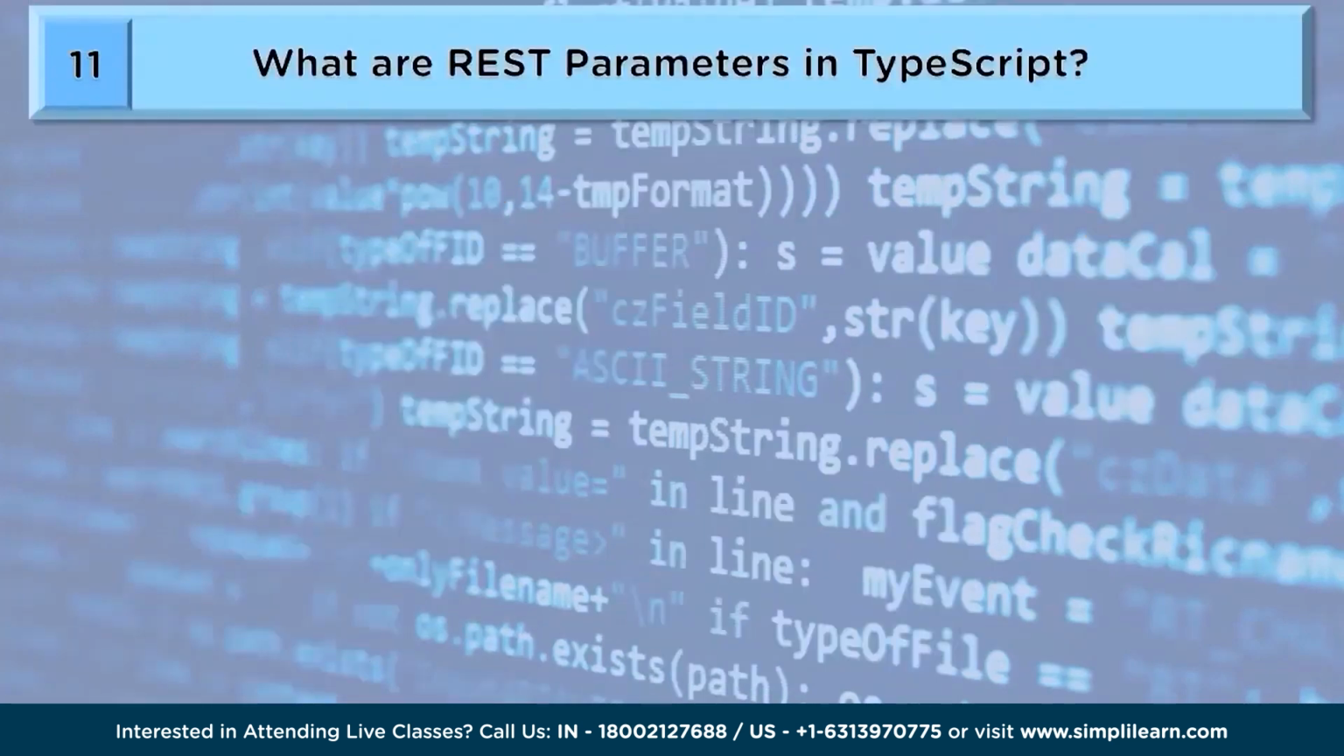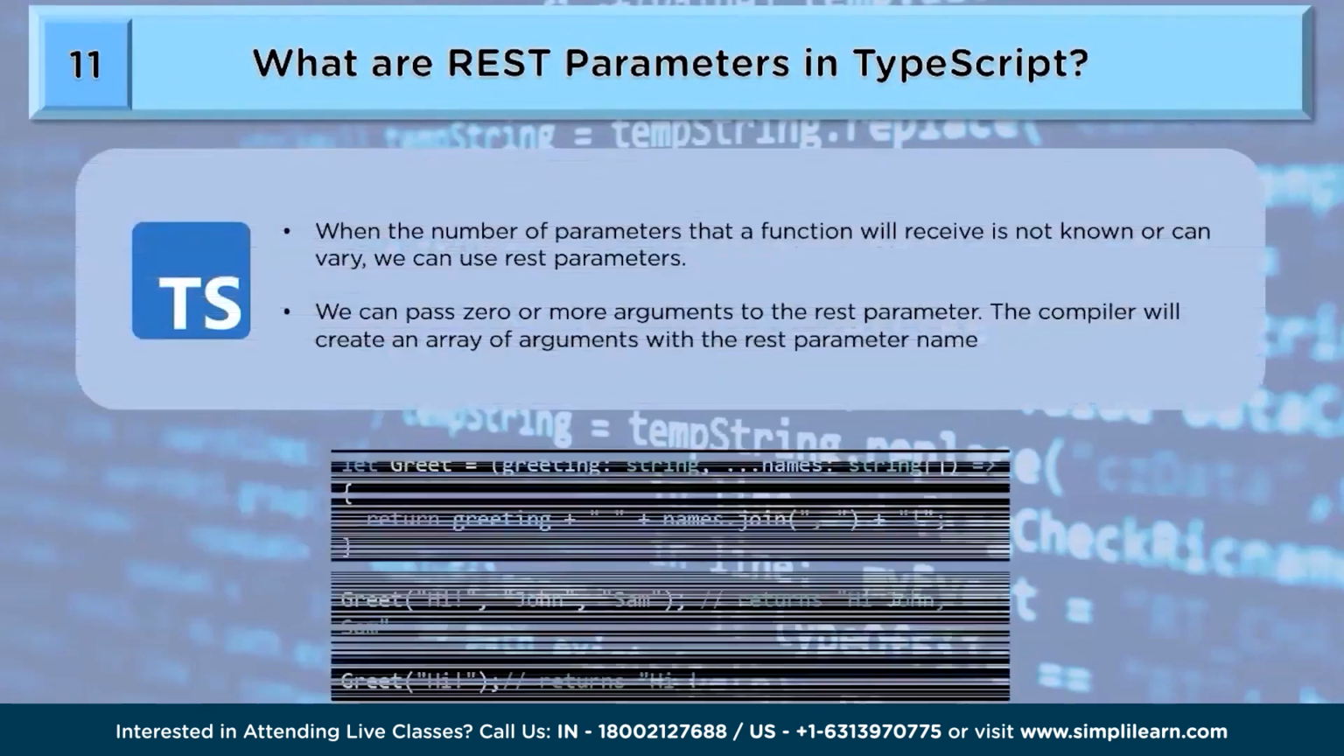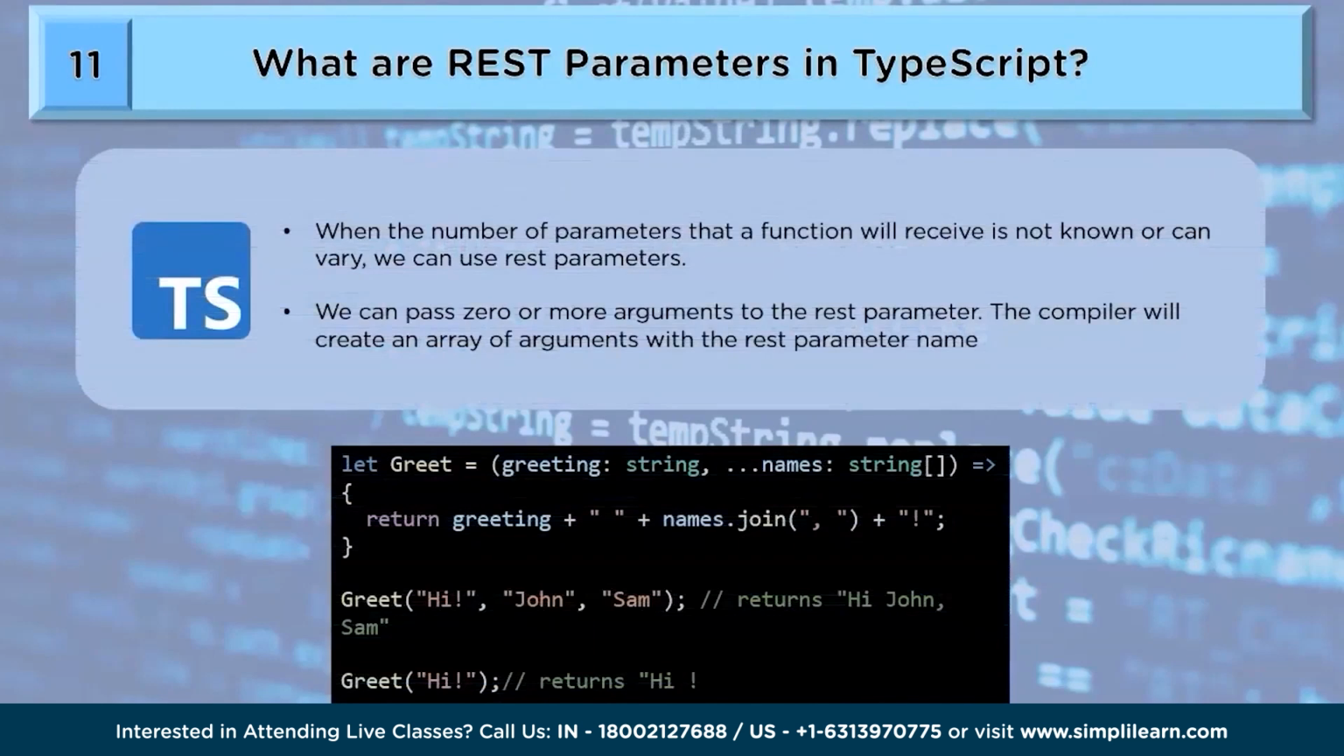What are REST parameters in TypeScript? When the number of parameters that a function will receive is not known or can vary, we can use REST parameters. We can pass 0 or more arguments to the REST parameters. The compiler will create an array of arguments with the REST parameter name.